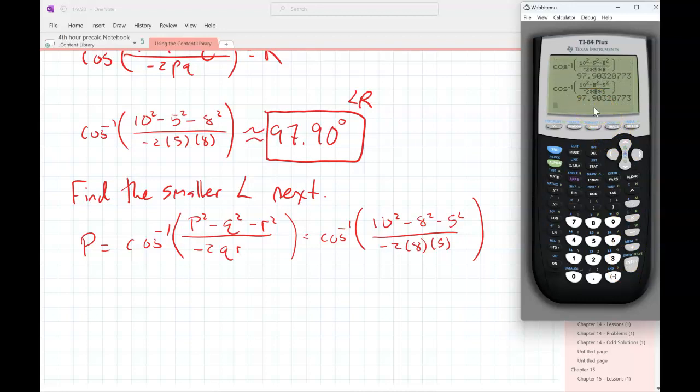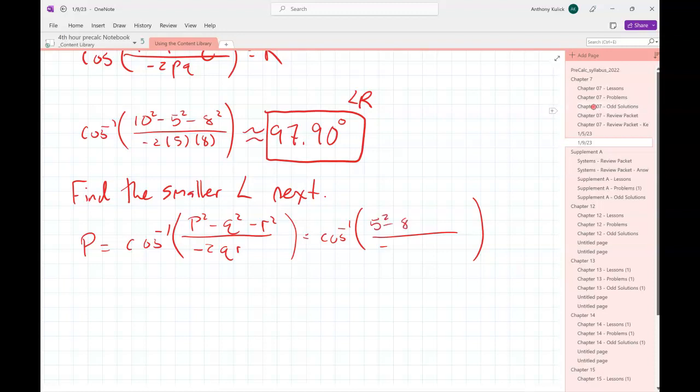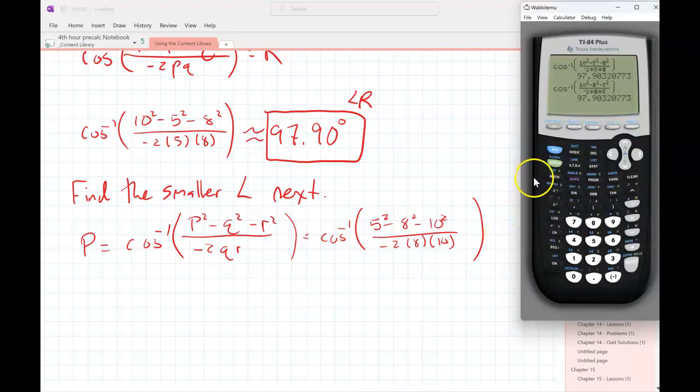What in great googly moogly, Mr. Kulik? Okay, so P is 5 and Q is 8. That was okay. And R is 10. I think I transposed R and P there and did the exact same thing I did before. It's pretty dumb, Mr. Kulik. I know. You ever make a mistake? It happened to me. All right, let's just try to edit this.